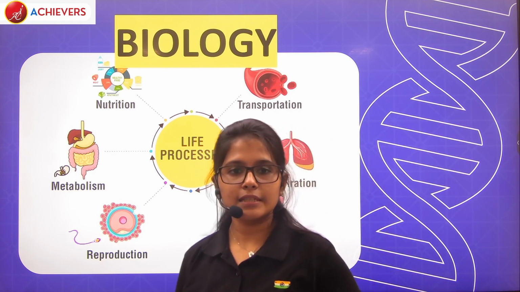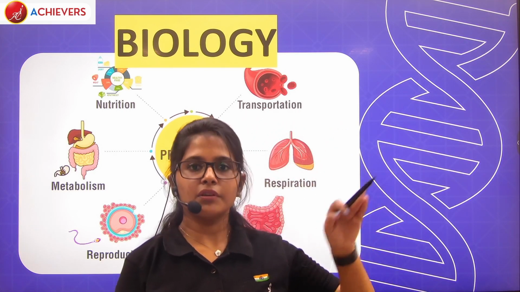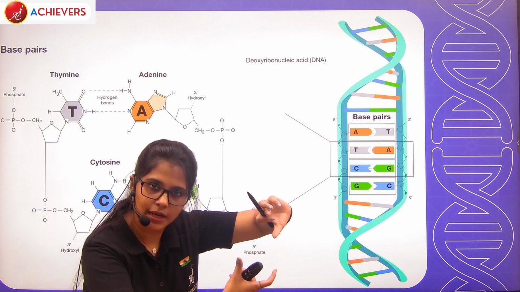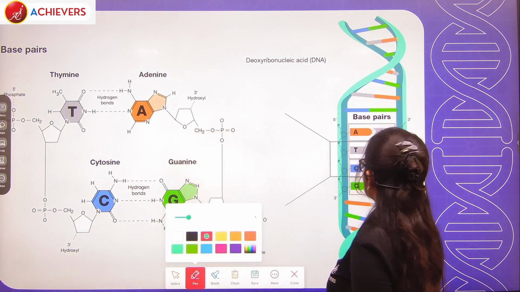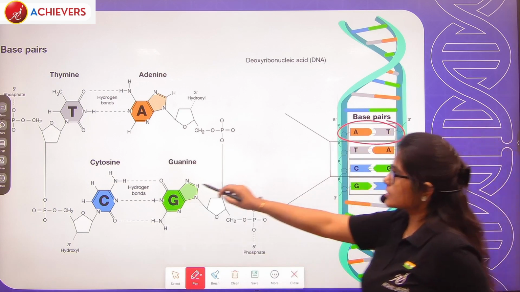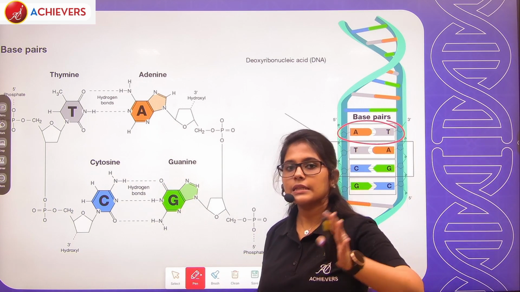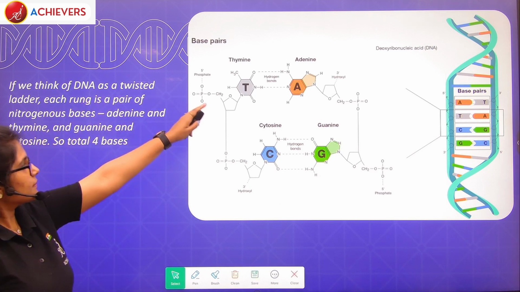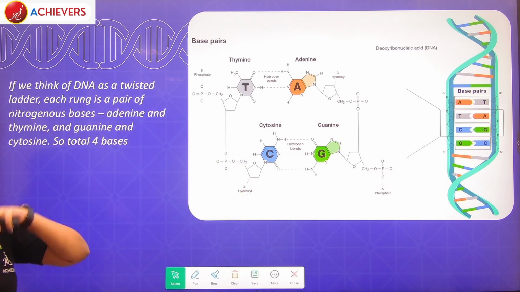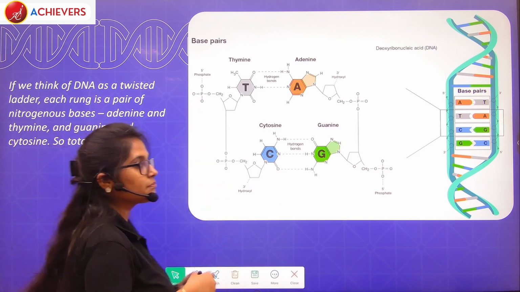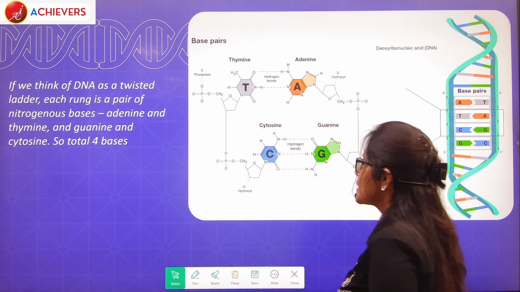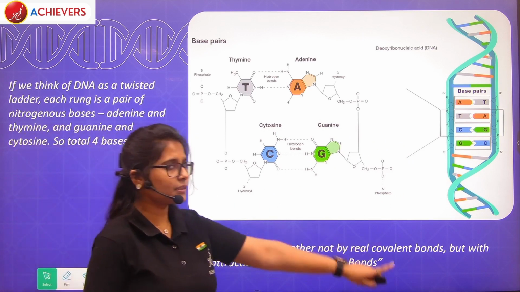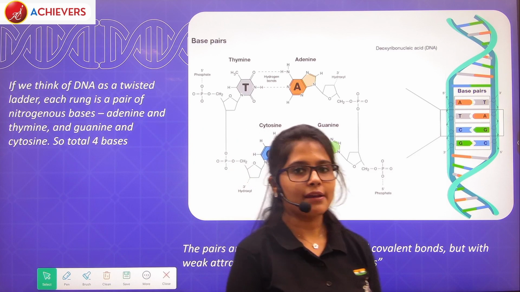So, with an example, we will see the biological phenomenon of DNA, which, if we have a closer look, is like a twisted ladder. Each rung is a pair of nitrogenous bases: adenine, thymine, guanine, cytosine. These are the four nitrogenous bases present in DNA. If this were RNA, then thymine would have been replaced by its closest relative, which is uracil. In DNA, the pairs are stuck together not by real covalent bonds, but with a weak attraction called hydrogen bonds.